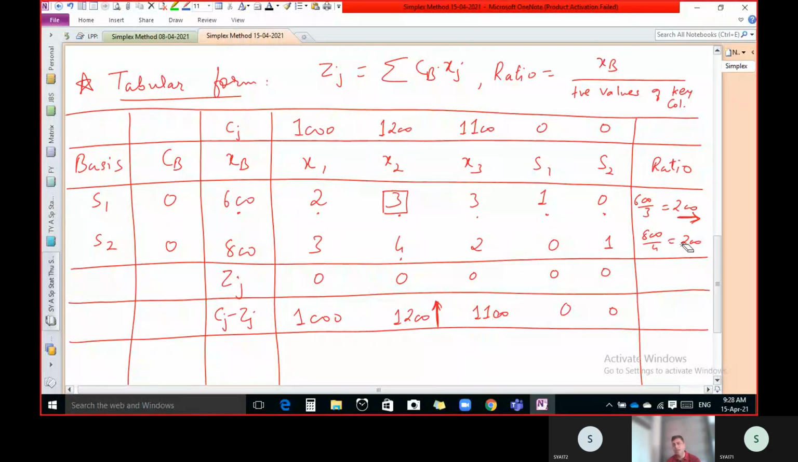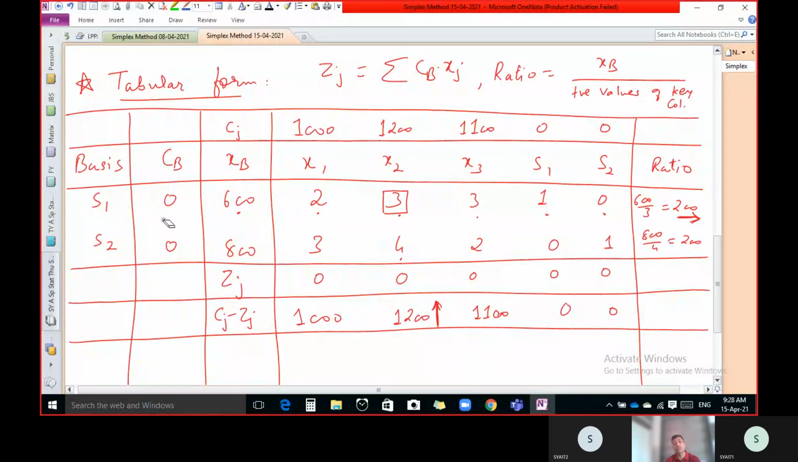After calculating all the values of the ratio, you have to select the minimum one. If the minimum is at more than one place, you have to select any one randomly. So right now the minimum, 200, occurs at two places, so select any one randomly, selecting this. The corresponding row is known as the key row, and these are the elements of the key column, and the intersecting element of key row and key column is known as the key element. Once we have a key row and key column, we are able to start the next table.